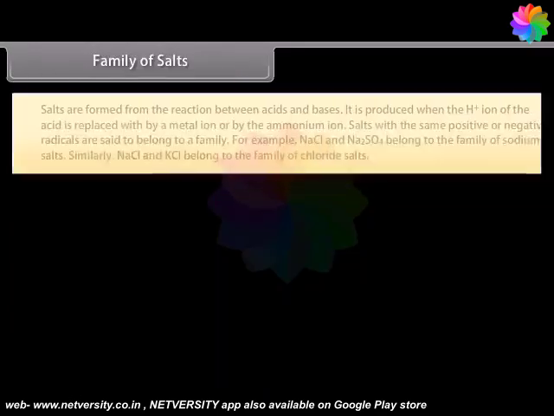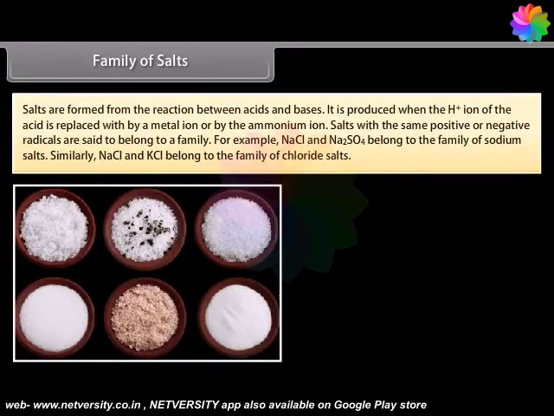Family of salts. Salts are formed from the reaction between acids and bases. It is produced when the H+ ion of the acid is replaced by a metal ion, or by the aluminum ion, or by the ammonium ion.